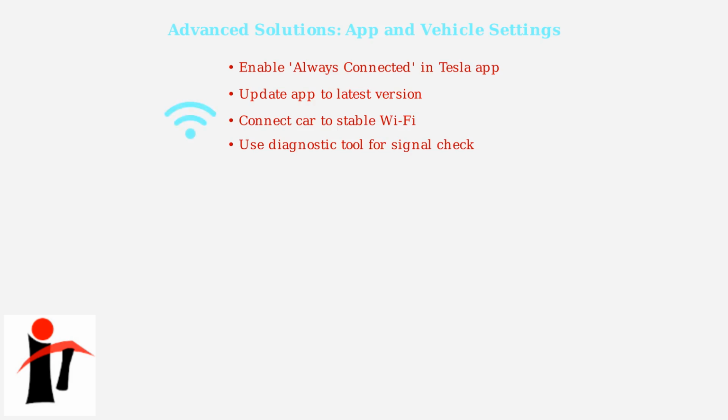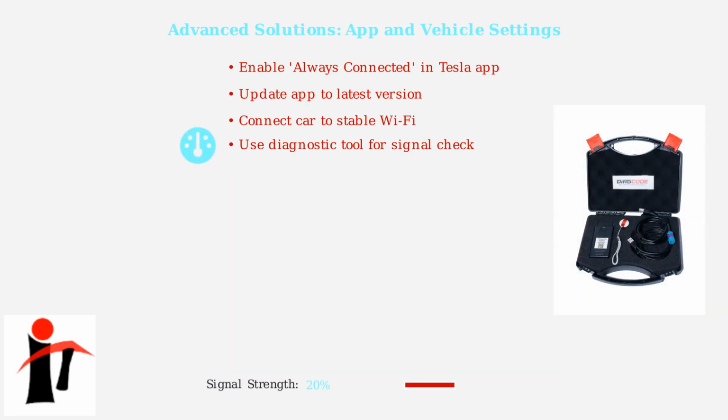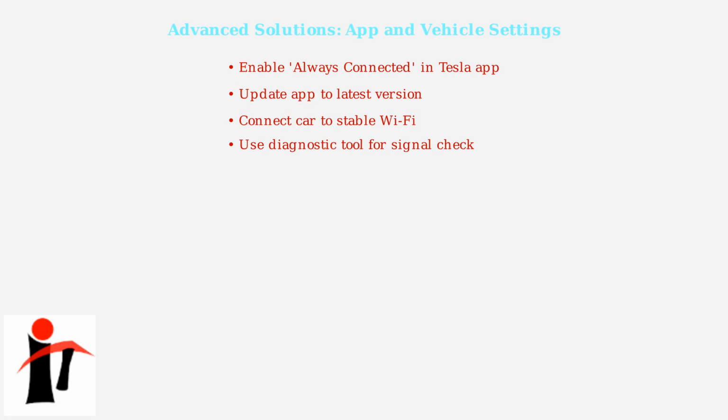Connect your Tesla to a known stable Wi-Fi network whenever possible. This provides a reliable alternative to cellular data. If you're comfortable, use Tesla's diagnostic tool available in your region to check cellular signal strength. This helps identify network issues.